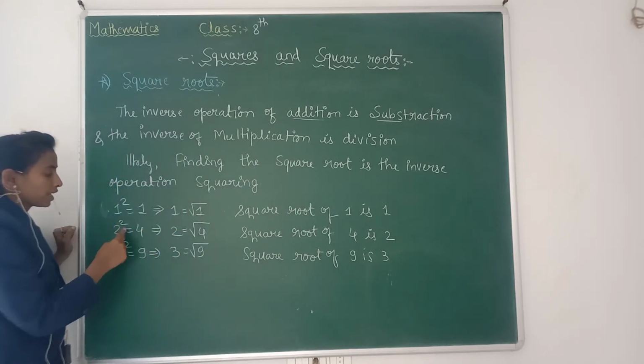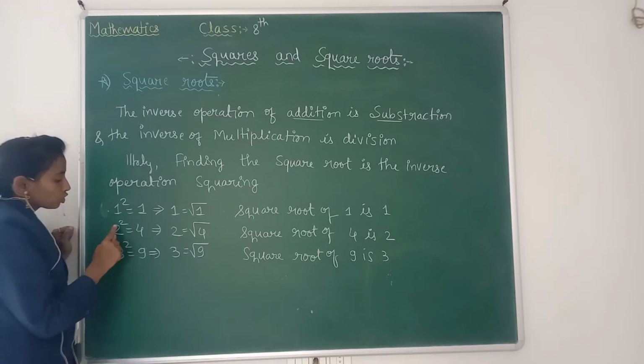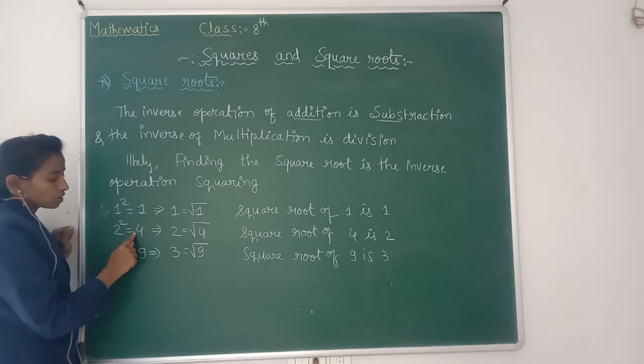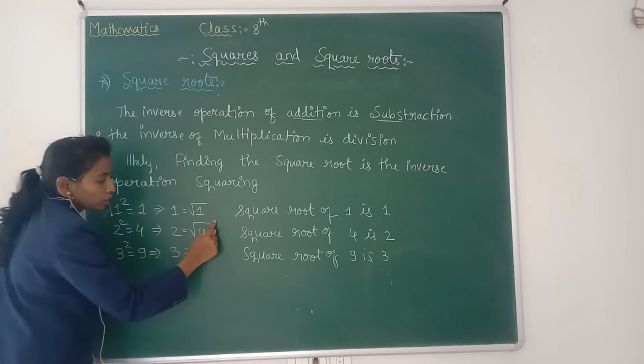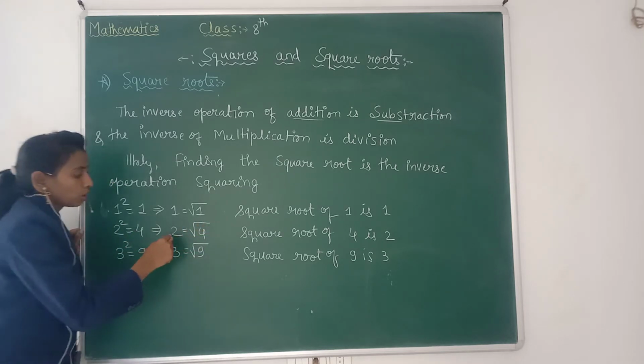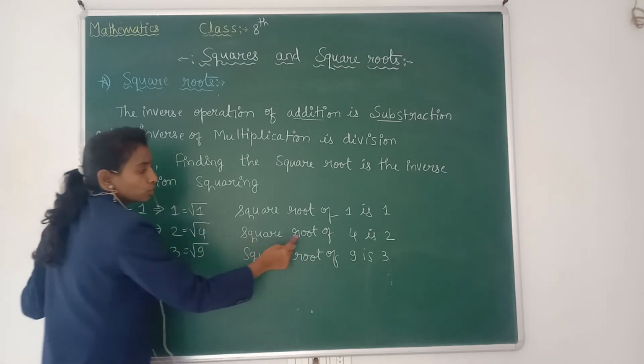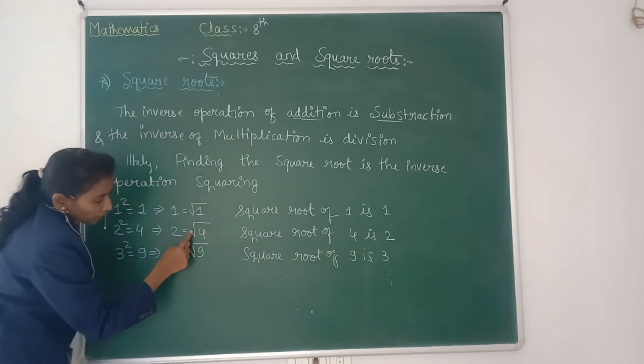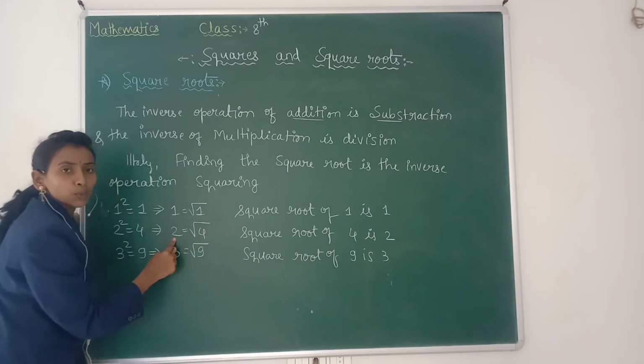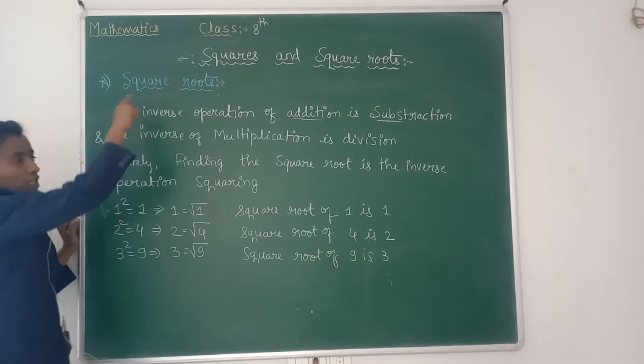So 2 square is equal to 4. You have to keep 2 as it is. When the square crosses the equal sign, it takes the square root sign. So 2 is equal to the square root of 4. Square root of 4 is 2. Like that we are writing the square roots.